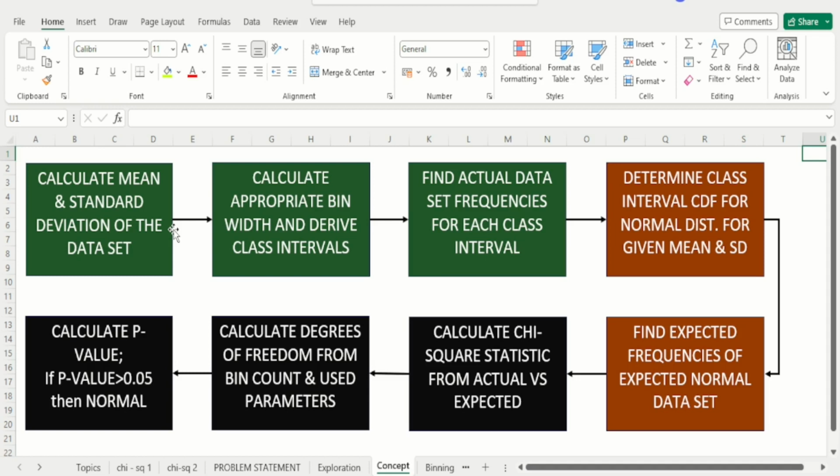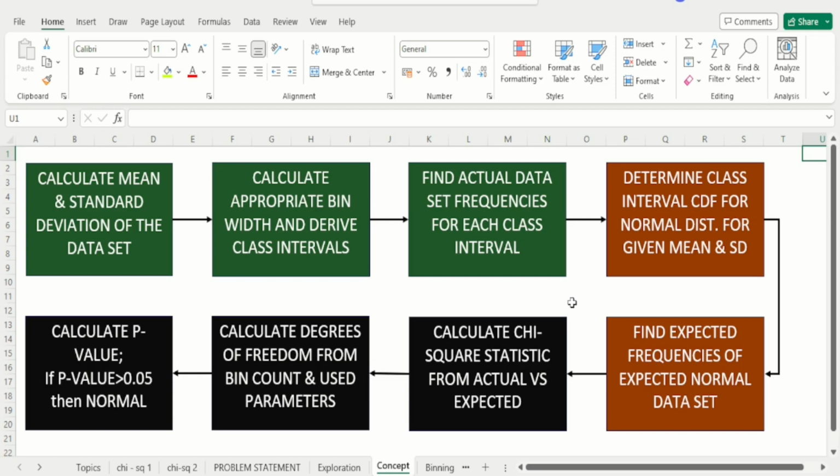What's next for us would be to calculate the appropriate bin width and derive class intervals. Why is that important? Remember, we just looked at comparing both of the distributions by class interval, so one class interval to another. So if you want to compare it, you'll have to first create that class interval, and then compare the frequency or the occurrences for each class interval. Finally, find actual data set frequencies for each class interval. So once you have the class interval, just plot the frequency for each interval. All right, so that brings us to the end of the first part of the concept.